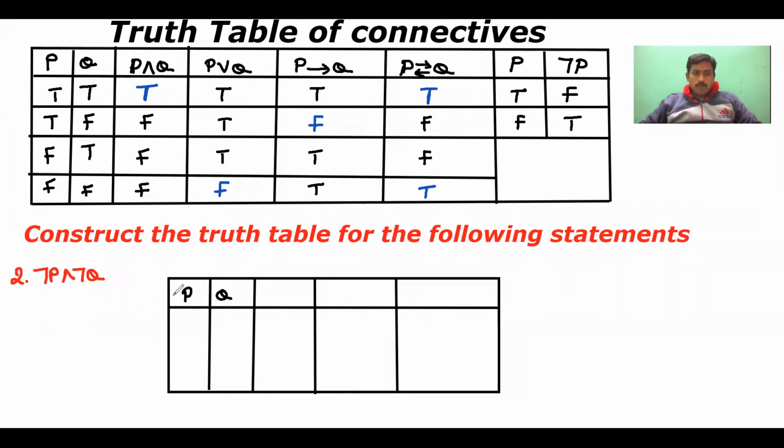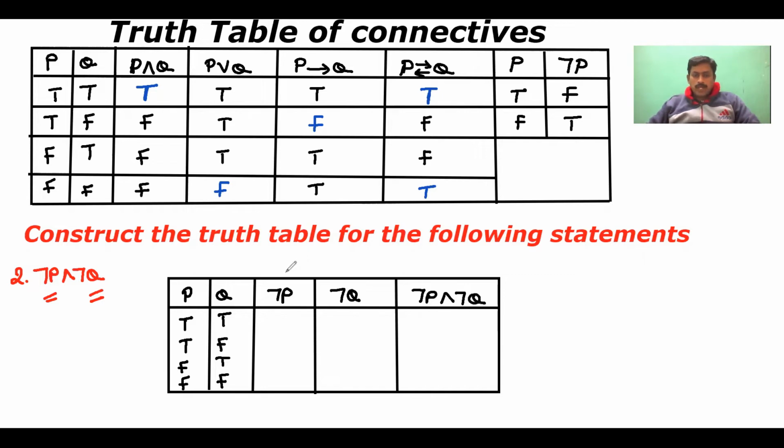Next problem, not P and not Q. For this we have to construct the truth table. Here also two variables are involved. They are P, Q. So now we can write the four combinations as T, T, F, F. Here T, F, T, F. So now we need to find not P as well as not Q. Finally we can write our conclusion as not P and not Q is our required term.